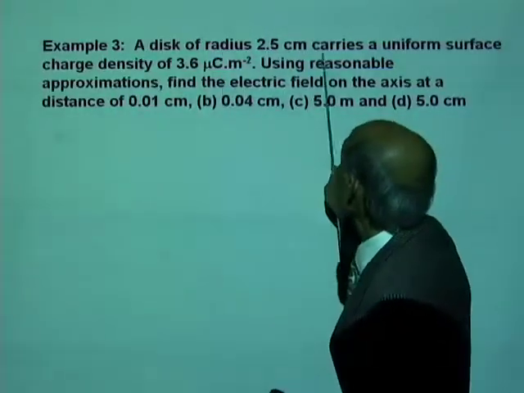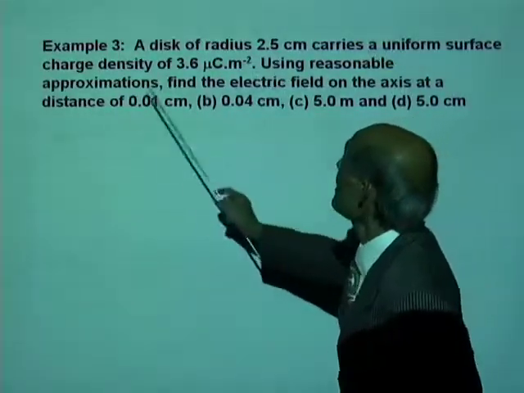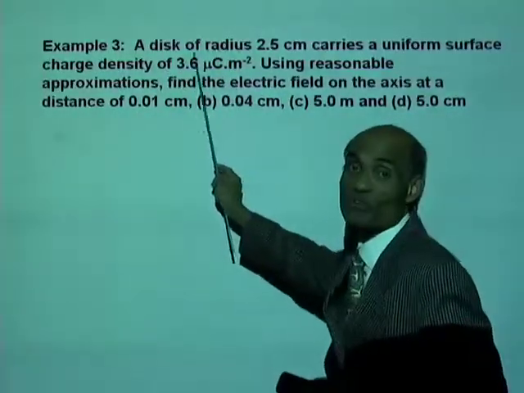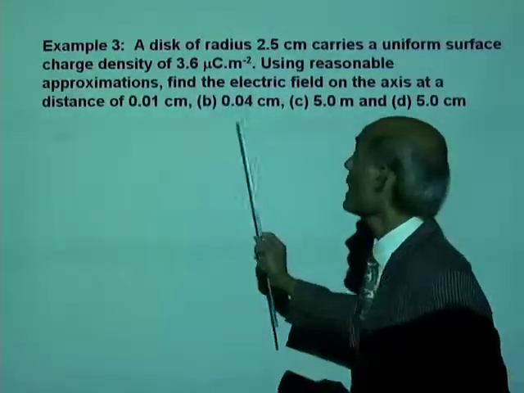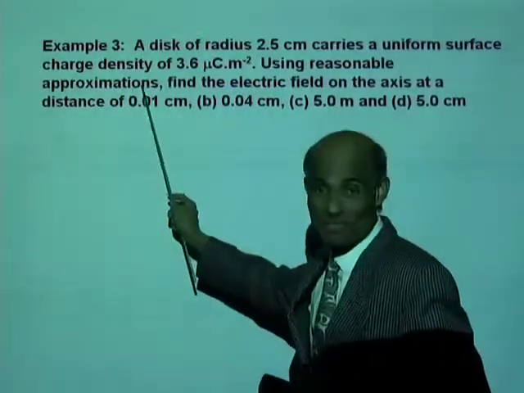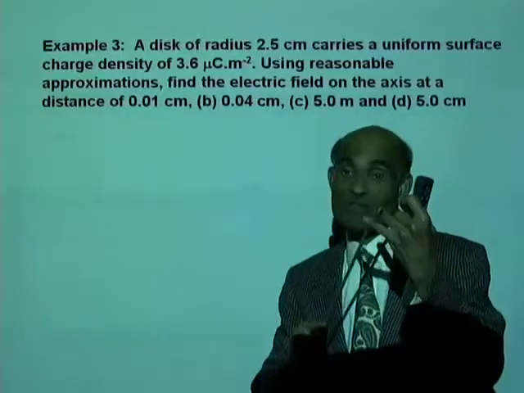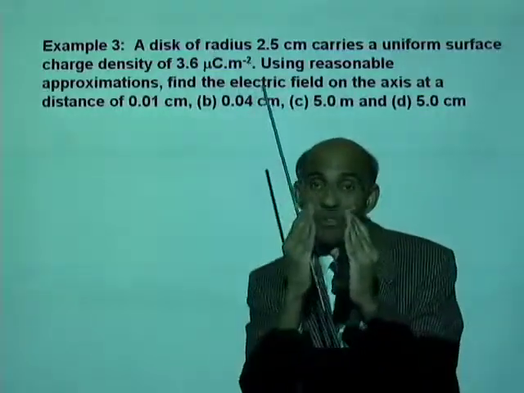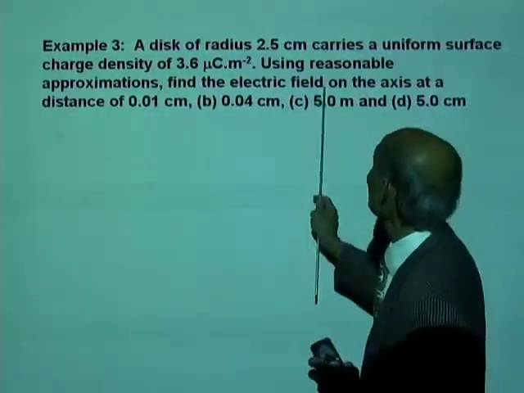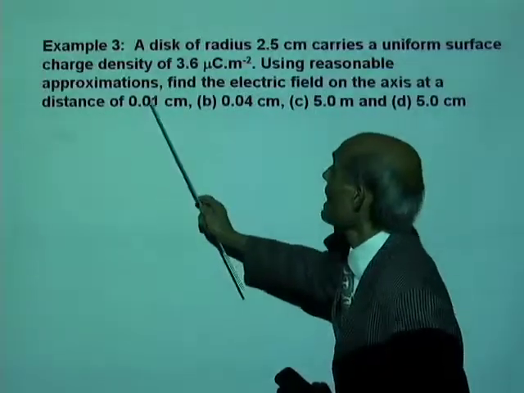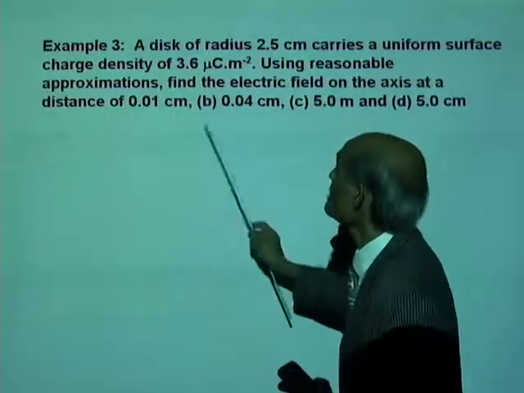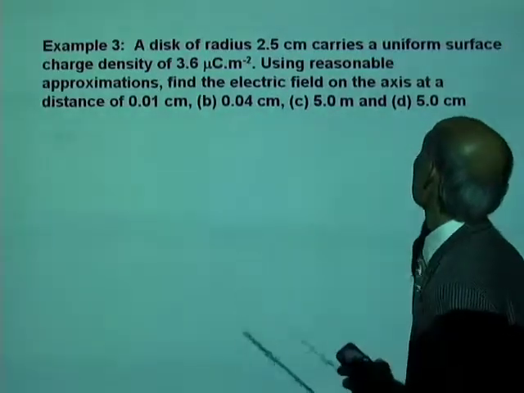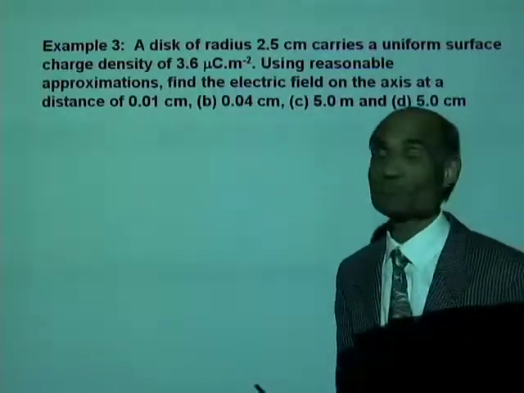A disk of radius 2.5 centimeter carries a uniform charge density sigma, 3.6 microcoulomb per meter squared. Using reasonable approximations, we have an exact formula, an approximation for large distances, an approximation for small distances. Find the electric field on the axis at a distance of 0.01 centimeter, 0.04 centimeter, 5 meter and 5 centimeter.